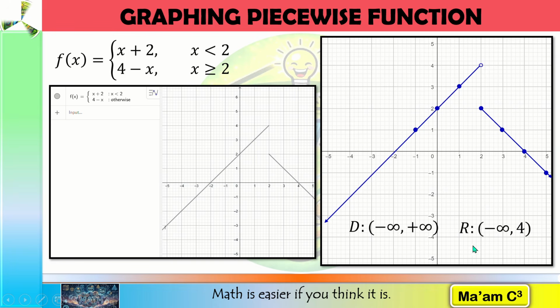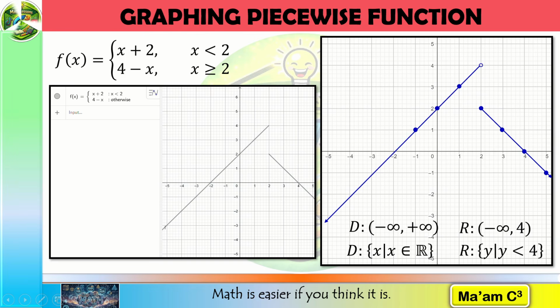We can also express domain and range in set builder notation. This one is the set of all x such that x is an element of real numbers. While in here is the set of all y such that y is less than 4.